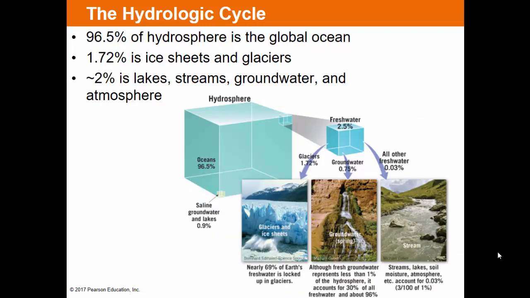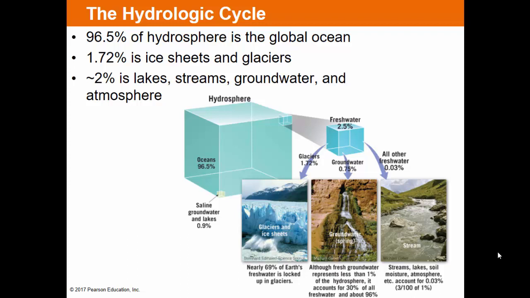Of those reservoirs that hold the water of the hydrosphere, 96.5% is in the global ocean. So an astounding amount of the water on Earth is in the global ocean. Just under 1% is salt groundwater and lakes, so salty groundwater and salty lakes. And so there's only really about 2.5% of all the water on Earth that's fresh water. Breaking that 2.5% down, you have about 1.72% in glaciers, about 0.03% is all other fresh water, streams, lakes, soil moisture, atmosphere, and then about 0.75% in groundwater.